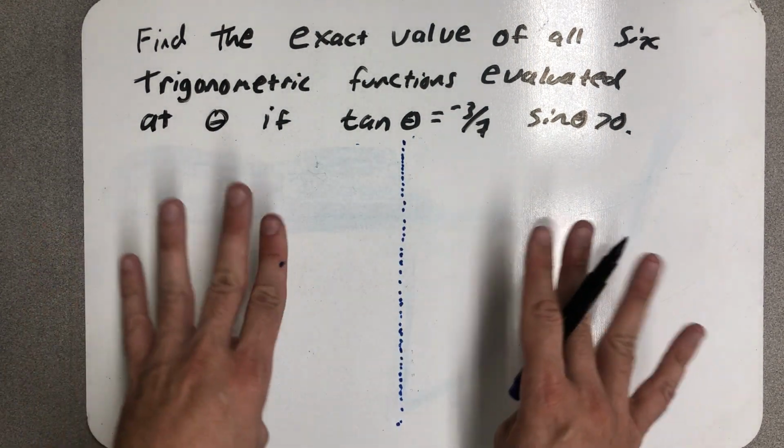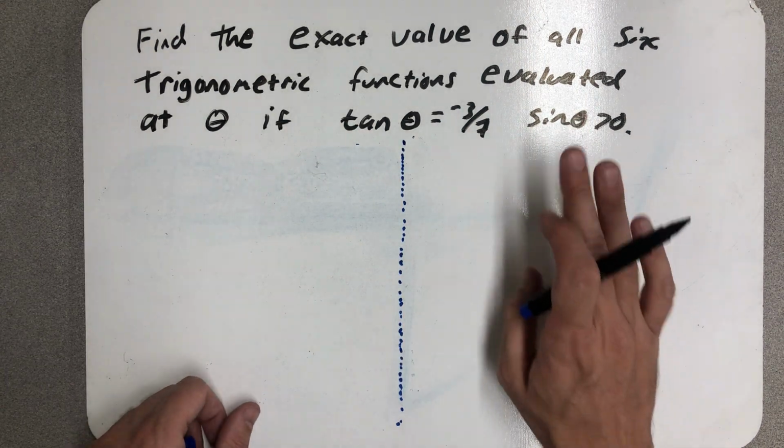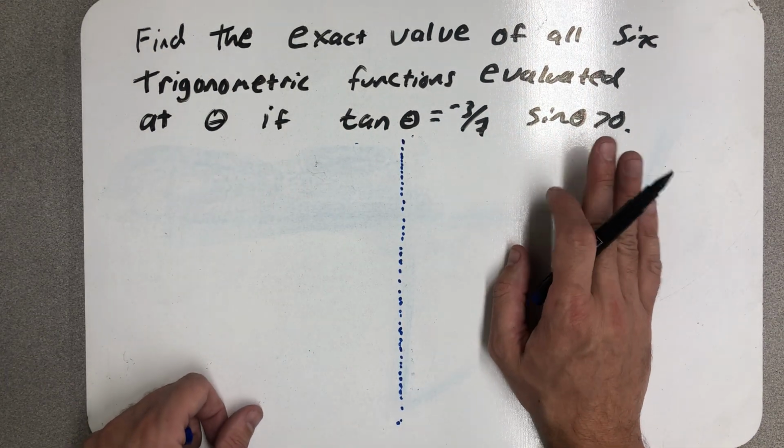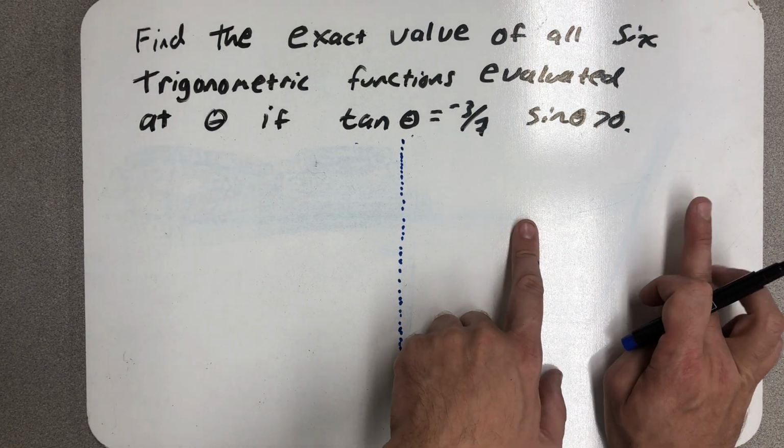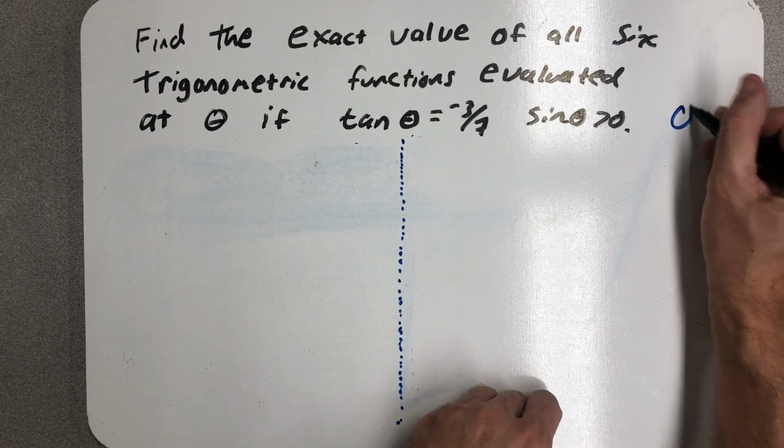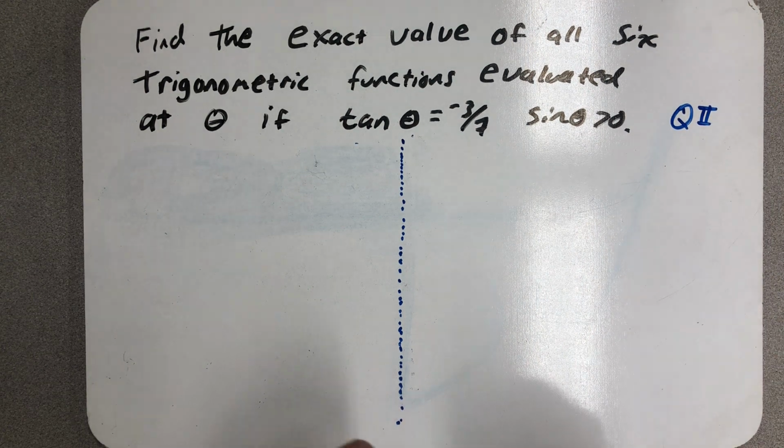First off, in either approach, I'm going to identify the quadrant theta's in. I know sine has to be positive, and sine's only positive in quadrants 1 and 2. All of my trig functions are positive in quadrant 1, and since tangent's negative over here, that means I have to be over in quadrant number 2.